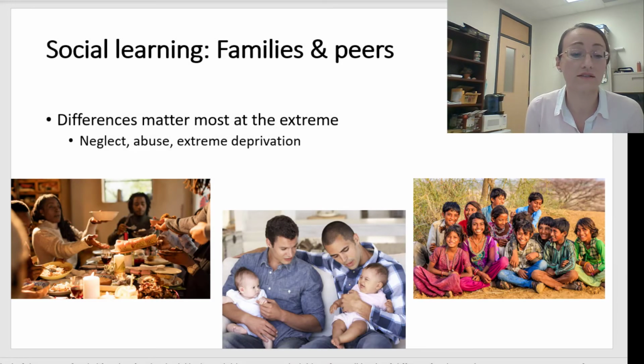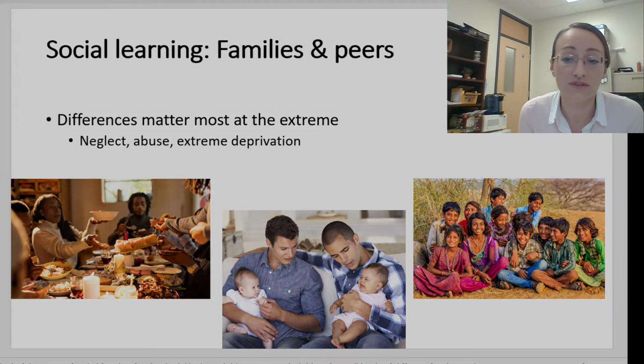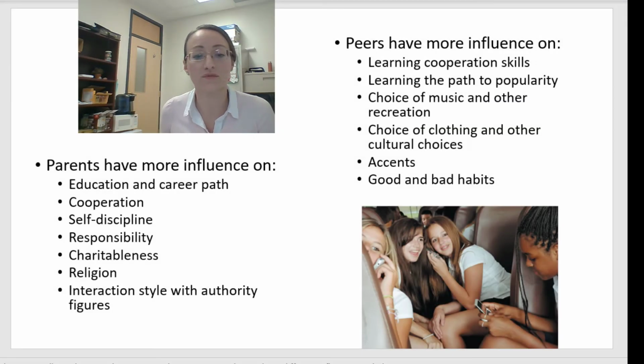There's also a great deal of diversity in family life, what families look like and how children are raised. Children from all kinds of different families and communities turn out just fine, even in environments we might consider quite different or deprived. What does matter is the extremes of neglect and abuse. Keeping in mind that we're talking about North American culture, parents and peers have different influences on behavior. Parents have more influence on religion, education, career path, responsibility, and the way we react to authority figures.